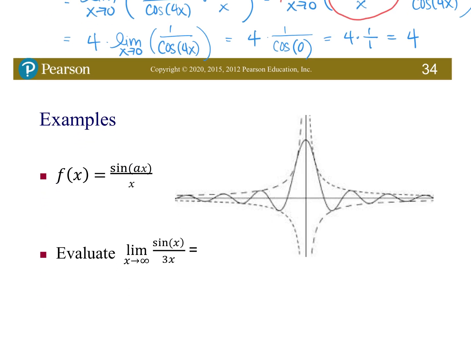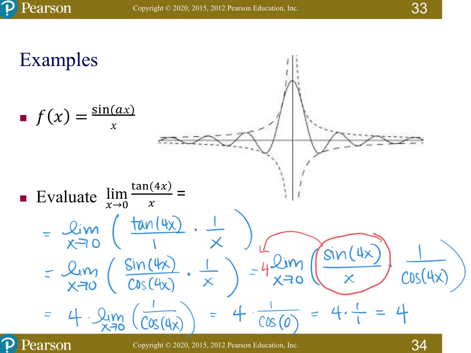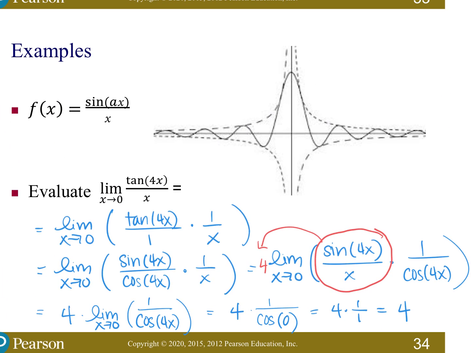All right, let's try another one. Yeah, Andrew. So if we know it's like that, basically, can we just skip all those steps? Because we know tan 4x over x is going to be, so you can just take off the 4 and just know it's 4. There's always one person who asks that, and I'm glad it's you.